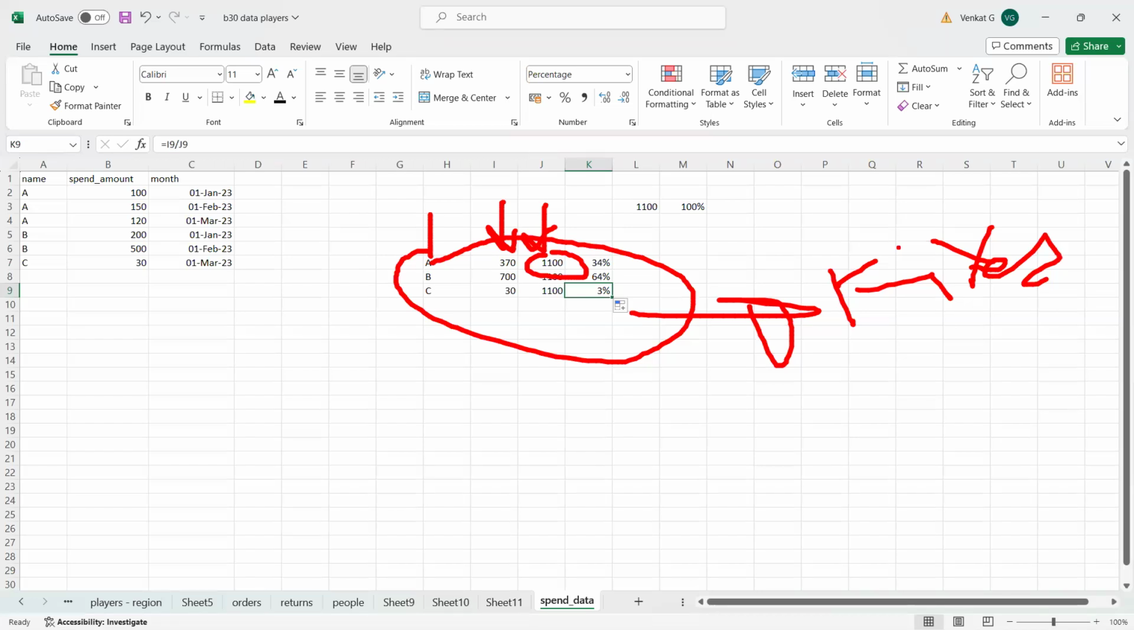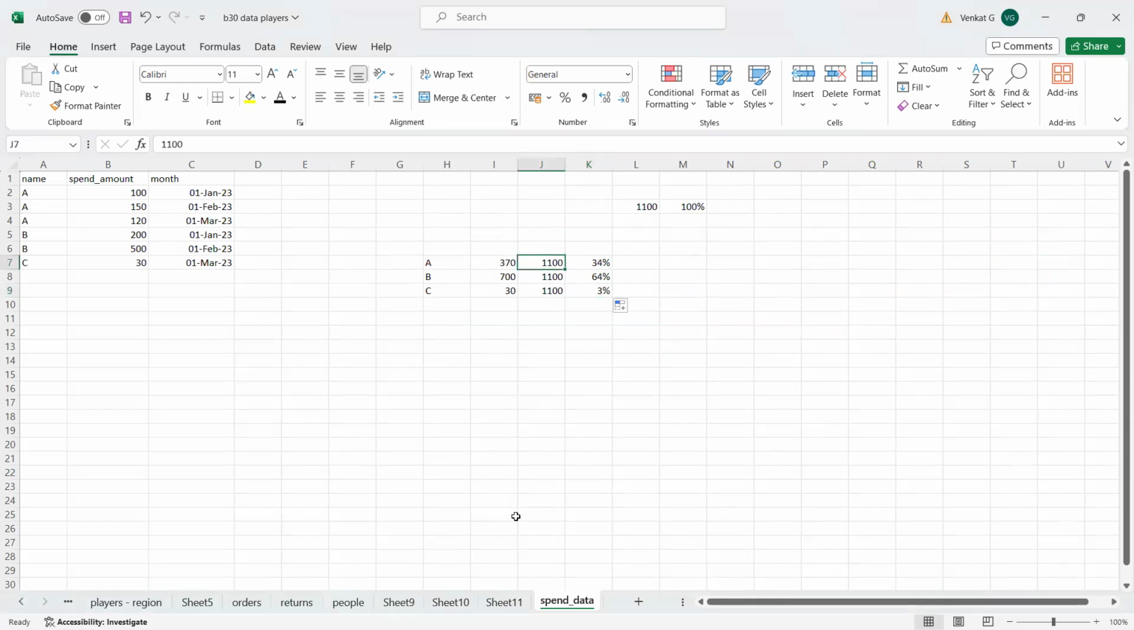Just give me a second. Using fixed LOD, we have to achieve this column C. And once we achieve column C, then we can simply achieve column D. This is simply numerator divided by denominator. Let's see how to achieve this column C in Tableau.